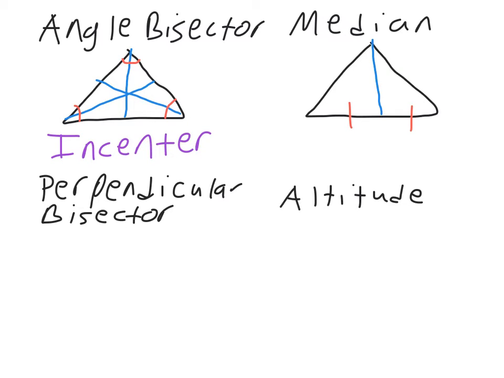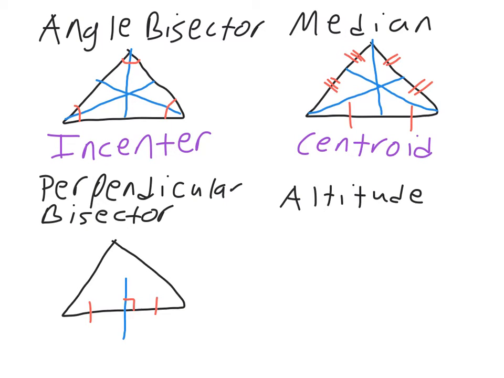The median is the line from a vertex that cuts the opposite side into two equal parts. So notice with the two lines I marked, those are marking that both of those sides are equal to each other. And if we draw all three medians, we get what's known as the centroid. So again, this middle part right here, this point is known as the centroid.